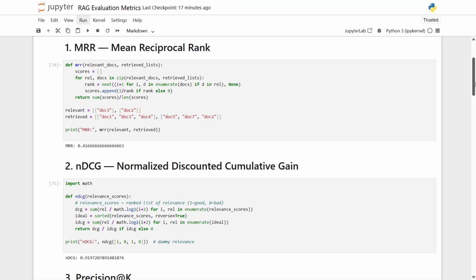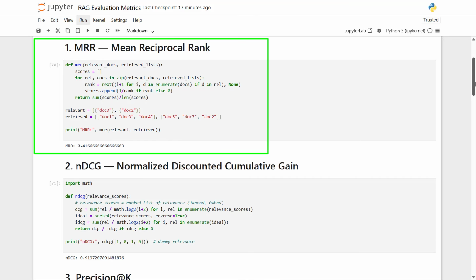Let us see a Python code demo for calculating each of the discussed metrics. Jupyter Notebook is up and running on your screen. The code for mean reciprocal rank computes how early the correct document appears in the ranked retrieval list. For each query, it finds the position or rank of the first relevant document. It then takes the reciprocal or 1 by rank, giving higher scores to documents ranked earlier. Finally, it averages these scores across all queries to get the overall MRR value.